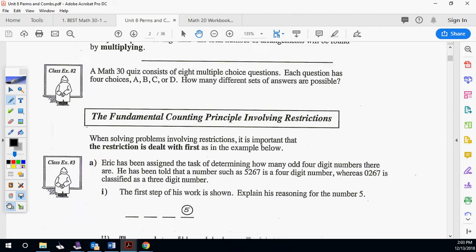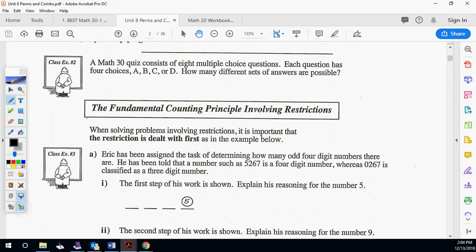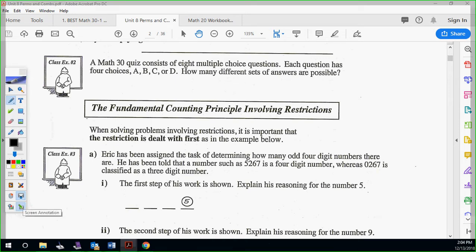So a Math 30 quiz consists of 8 multiple choice questions. Each question has 4 choices. How many different sets of answers are possible? You'll probably get this wrong the first time.